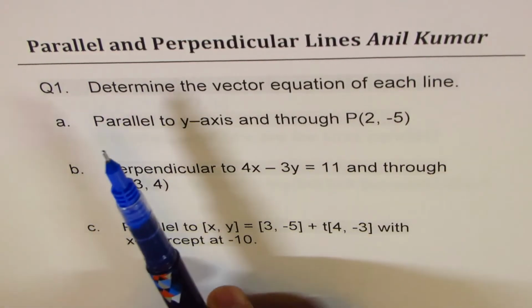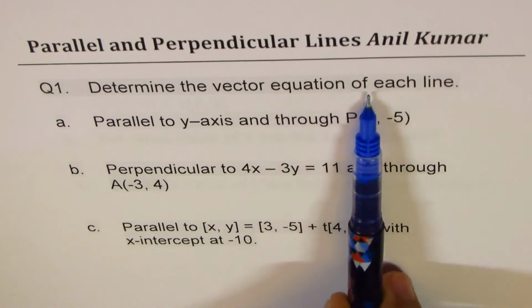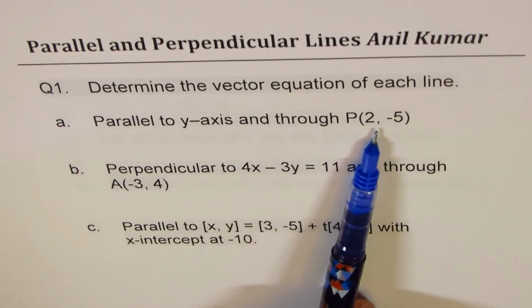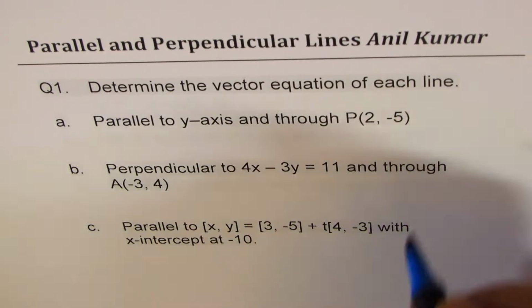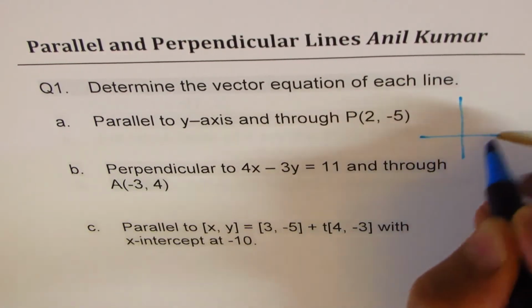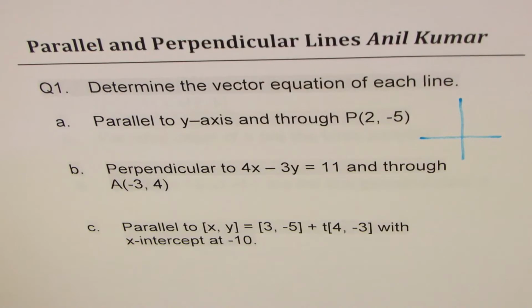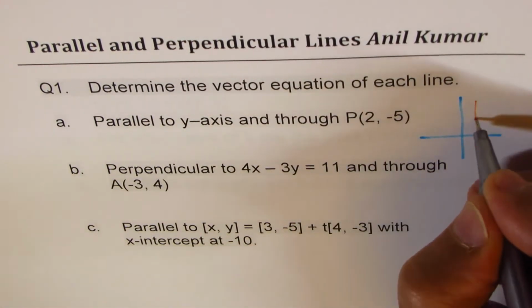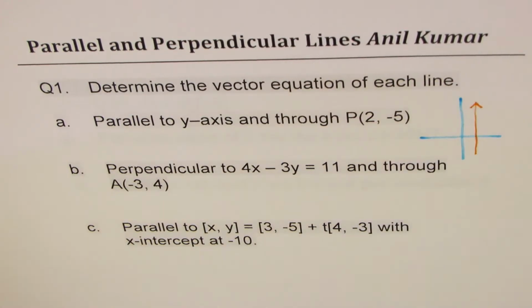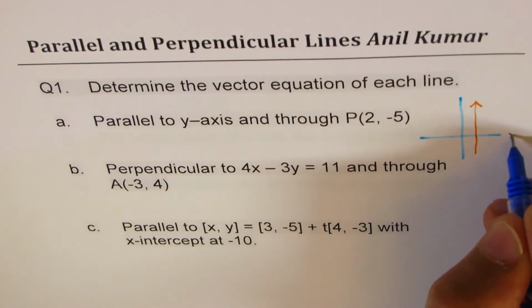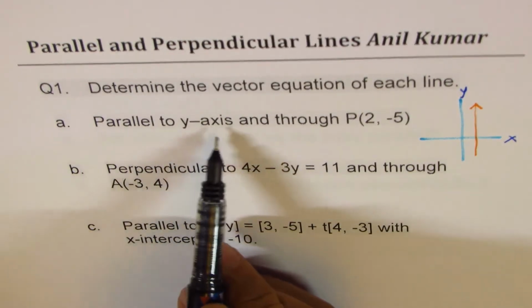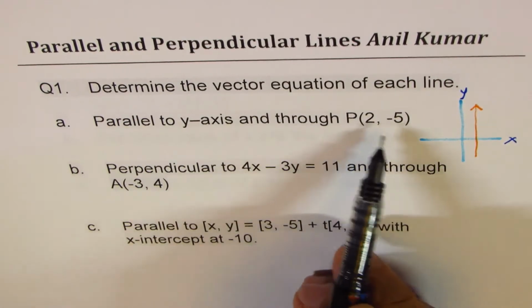Question number 1. Determine the vector equation of each line. First, parallel to the y-axis and through a point. Interesting. So when I say parallel to the y-axis and through a given point, which is 2, -5, somewhere here, parallel to the y-axis will be a line like this. Do you see that? It is important to sketch and visualize. That's key to success in vectors. Parallel to the y-axis through this point.